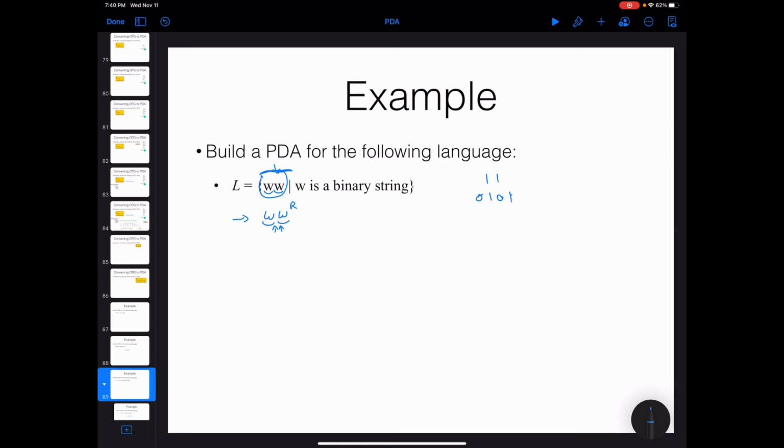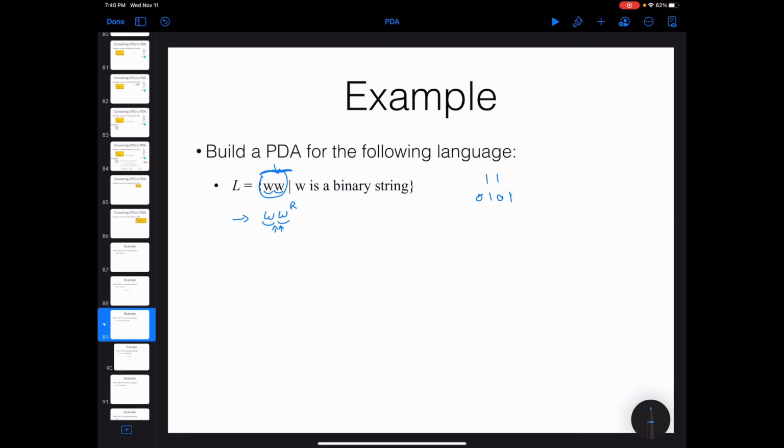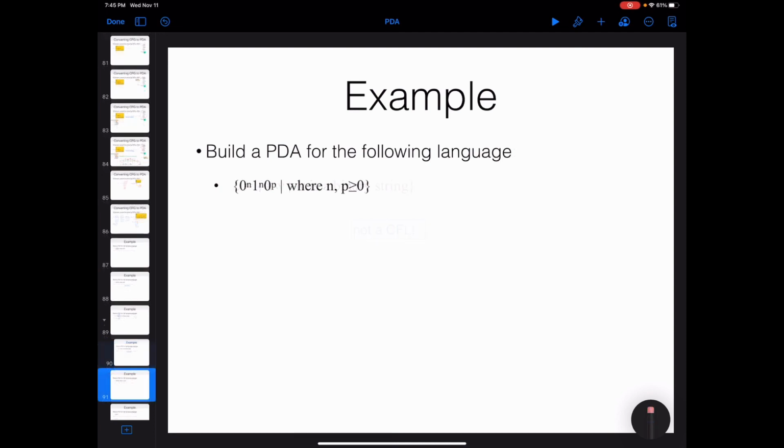So this language is not going to be a context-free language as well, because we cannot create a pushdown automata to accept it. Let's see another example. How about this language? Is it a context-free language? Yes, this is a context-free language.